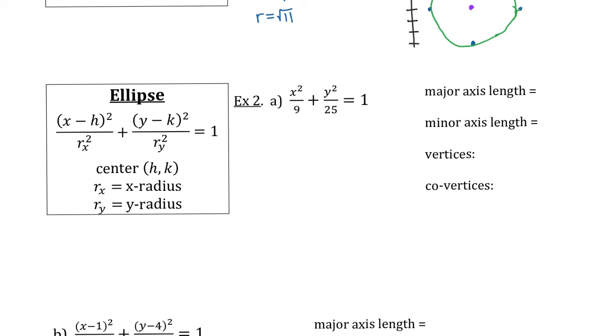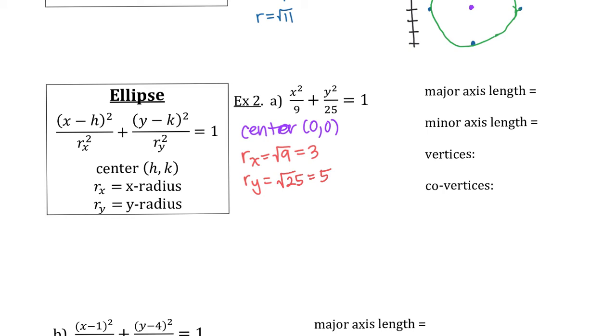So for example, 2a, it's x squared over 9 plus y squared over 25. So in this case, the center will be (0, 0). Below the x term is the x radius squared, which means the x radius should be the square root of 9, which is 3. The y radius is squared underneath the y term, so the y radius is going to be the square root of 25, which is 5.